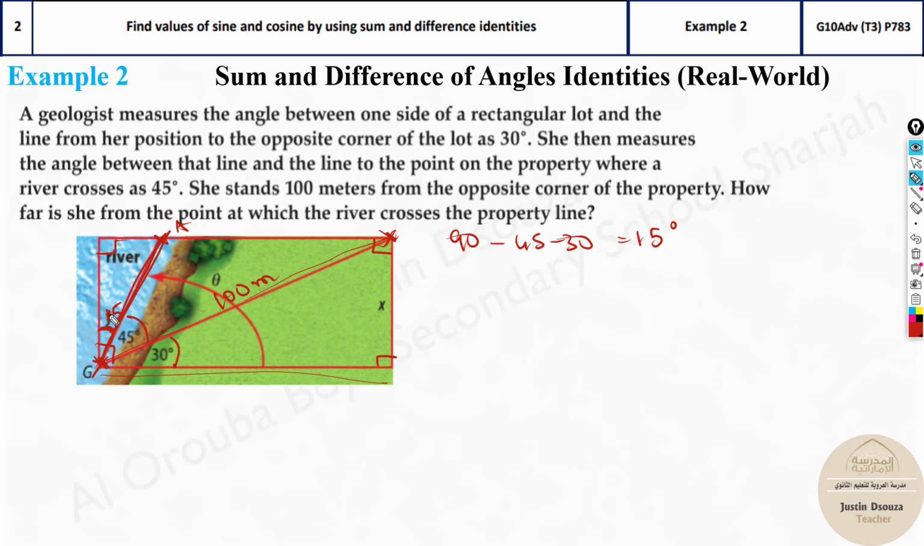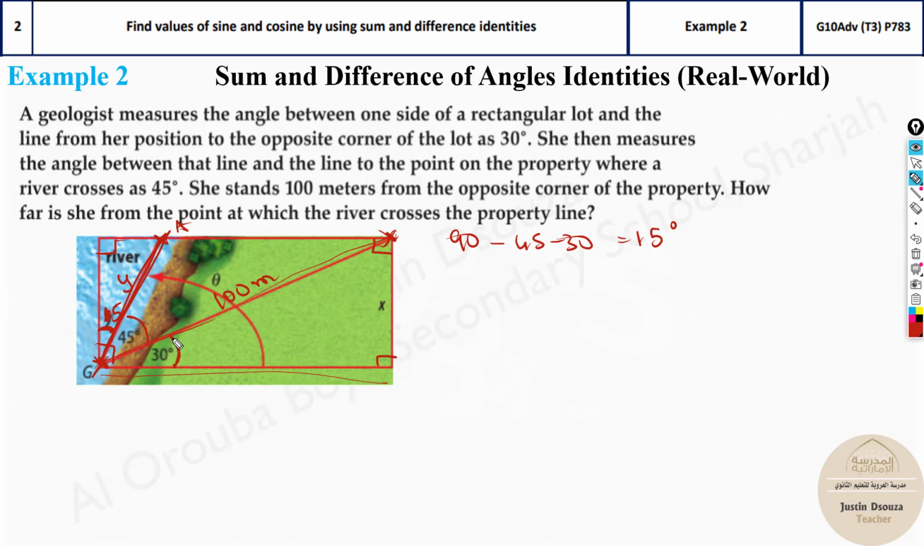So what do we need over here? We know this angle is 15. We need this hypotenuse. So the unknown value x is already mentioned, and I'll put y over here. Now, can we find this length? We can find x, because I know this angle is 30 and I know the hypotenuse is 100.